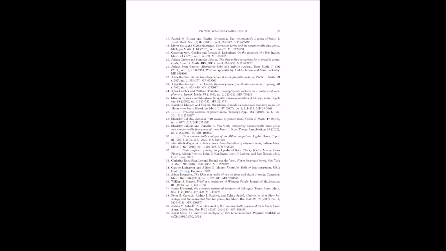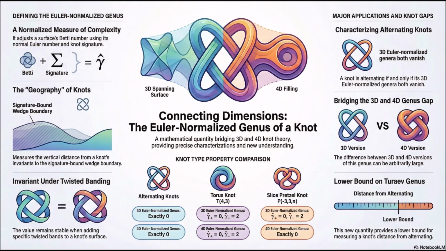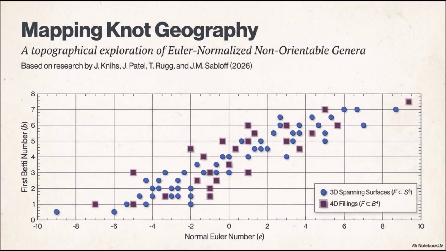Then 4.1.2 gives a much shorter, more elegant topological proof. It uses Green's characterization, theorem 4.4, which says a knot is alternating if and only if it bounds both positive and negative definite surfaces. Joshua Green proved this incredible theorem. A knot is alternating if and only if you can find one spanning surface whose intersection form is positive definite, all positive eigenvalues, and another that's negative definite.